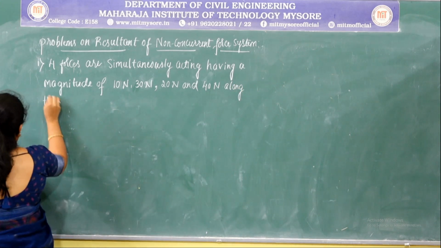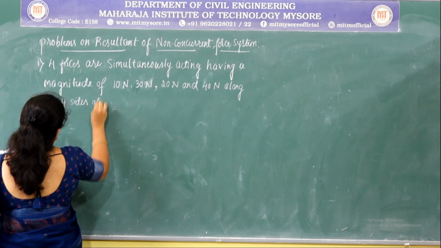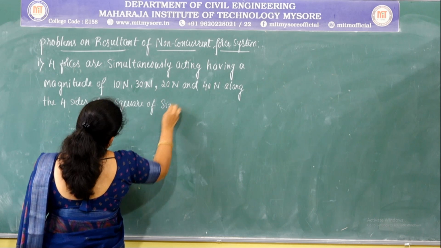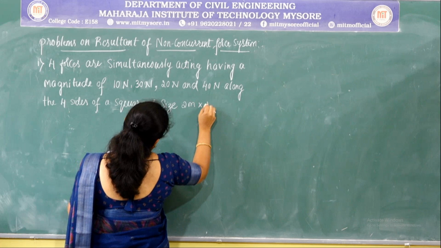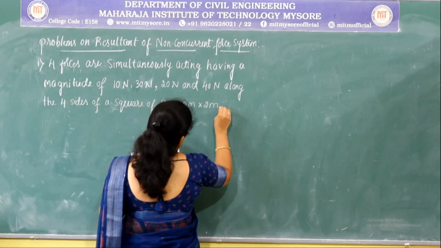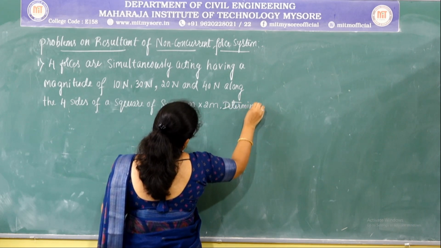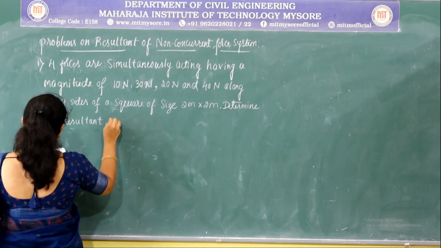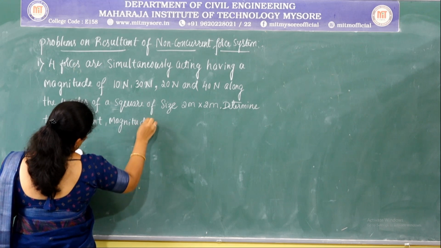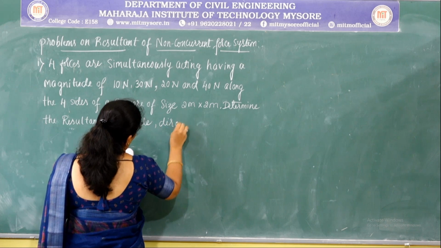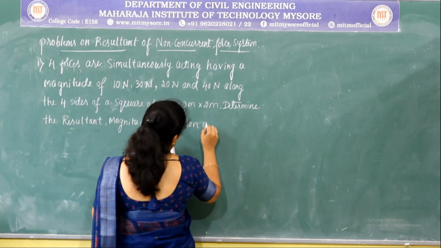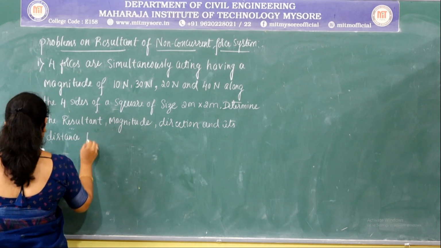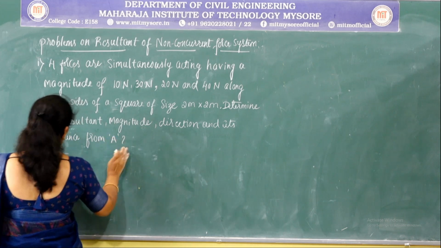along the 4 sides of a square of size 2 meter by 2 meter. Determine the resultant, its magnitude, direction and its distance from point A.